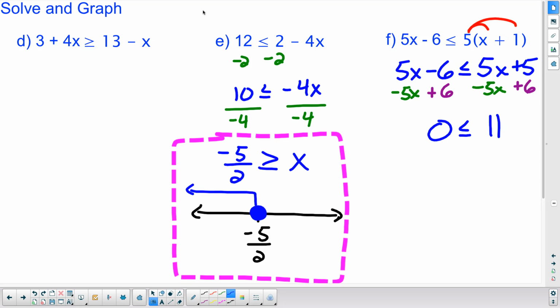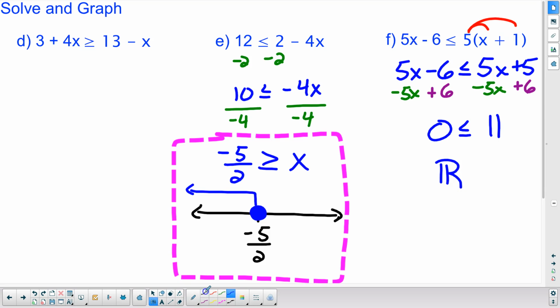Is that a true statement or a false statement? True or false? 0 is less than 11. Is 0 less than 11? Yes. So is that true or false? That's true. Okay? So what is the answer here? It's all real numbers because it's a true statement without any variables.